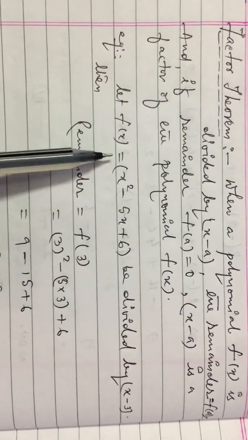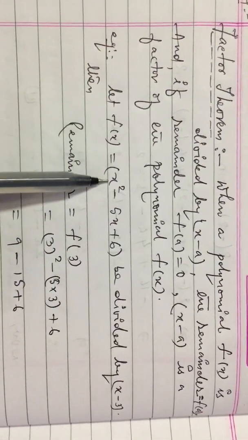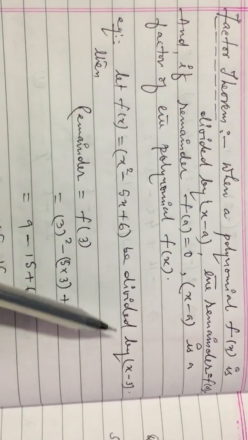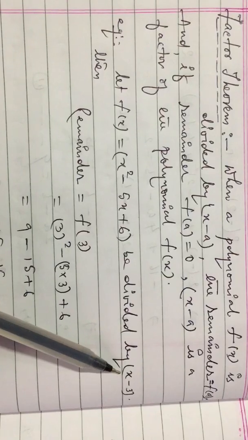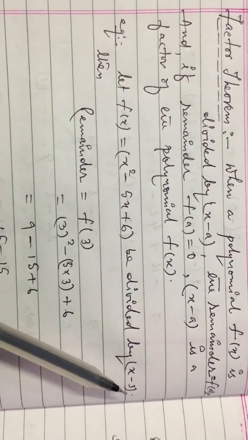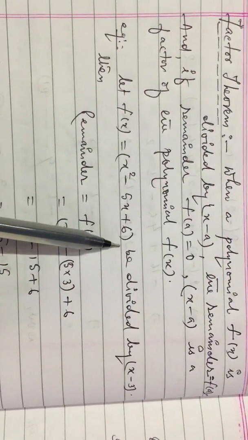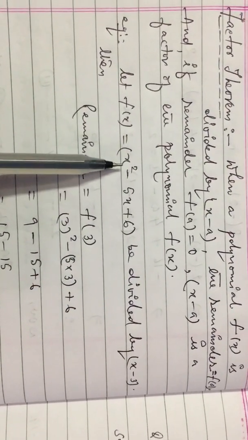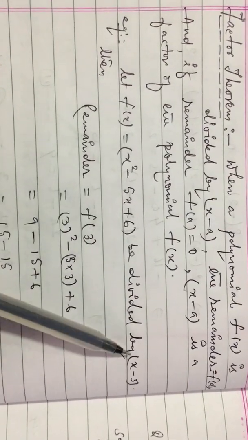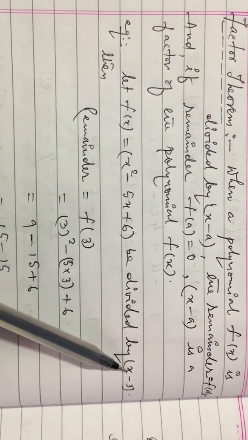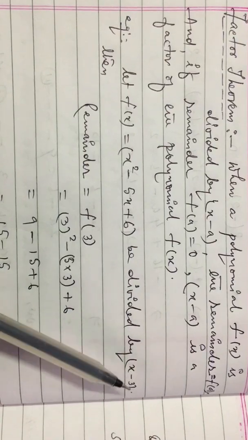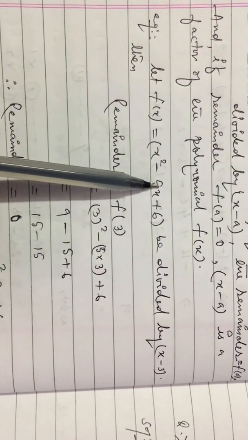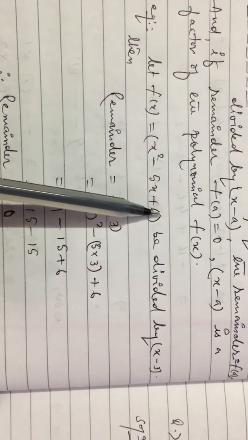Now see the example. This is the given polynomial, x square minus 5x plus 6, divided by x minus 3. We are going to show whether x minus 3 is a factor of this or not. If x square minus 5x plus 6 is divided by x minus 3 and we get remainder 0, then we can say that x minus 3 is a factor of f(x). So first, using the remainder theorem, we will find the remainder here.